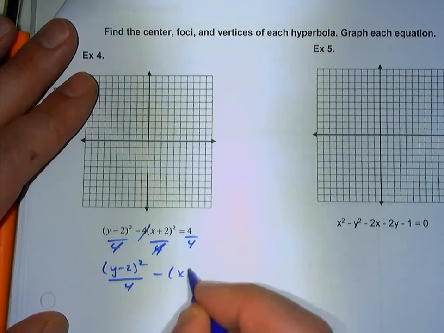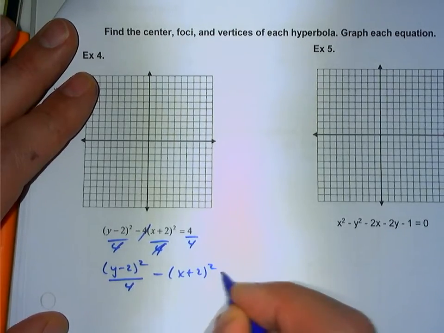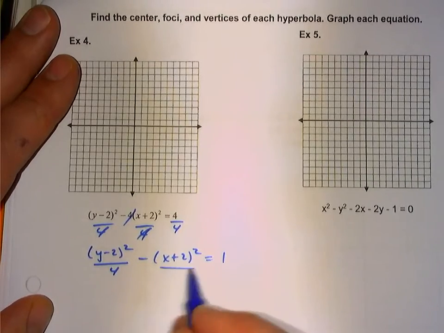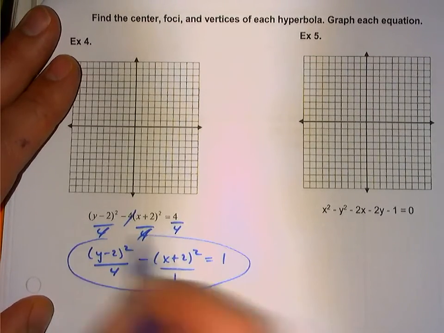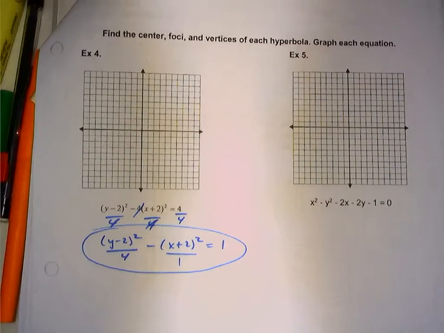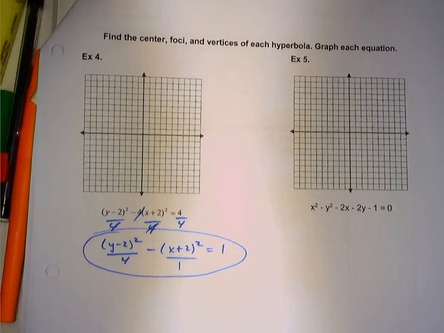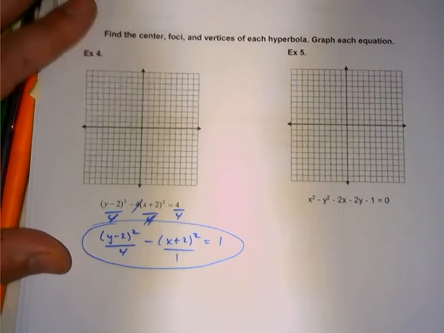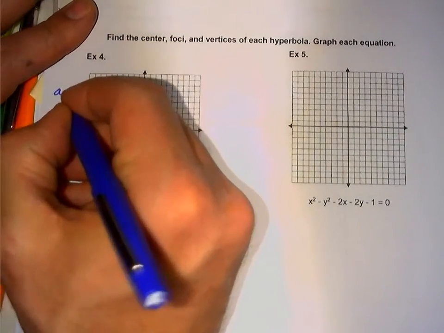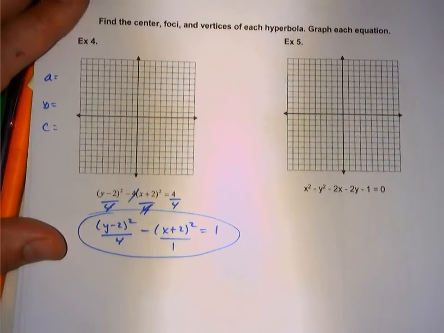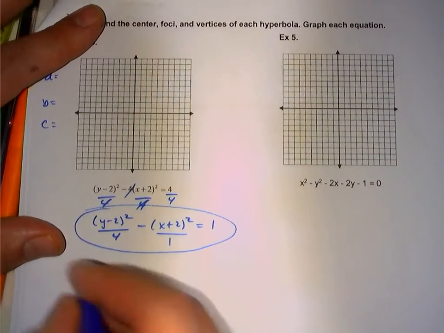That gives me minus x plus 2 quantity squared, and then equal 1. Now, if you want to, you can put a 1 over there, and I usually do so that I can see my a's and b's. Okay? Guys have any questions of that? Alright, so I need my a, I need my b, I need my c. And I'm going to bring this up so I can write my center.